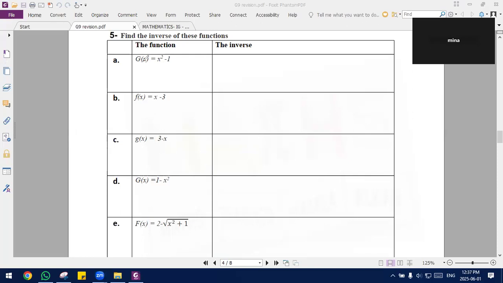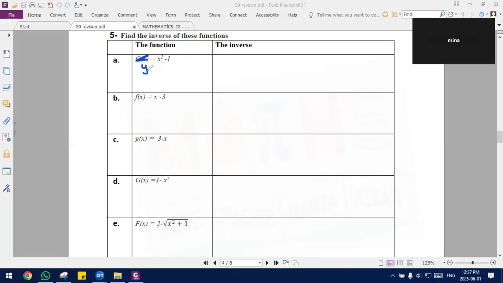So first of all, instead of calling it g(x), f(x), whatever it is, let's call it y. y equals x squared minus 1. Now you should make x the subject. This is the part that is similar to question 2. Make x the subject.